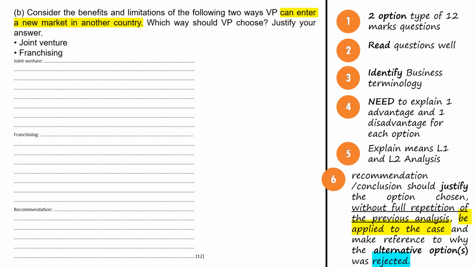was rejected. Si on choisit a joint venture, d'accord, vous êtes dire qui fait un reject franchising. D'accord? Je vous besoin dire qui fait why you have rejected the alternative option. Correct? Nous guettons ensemble.